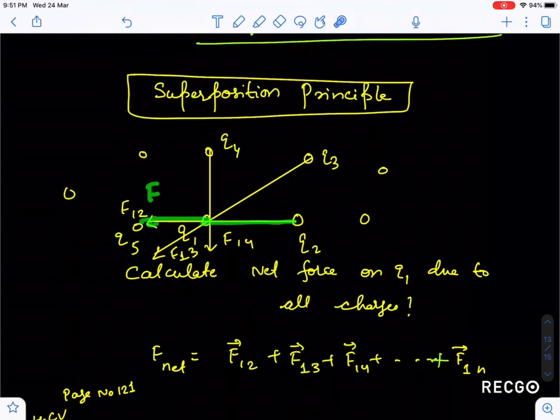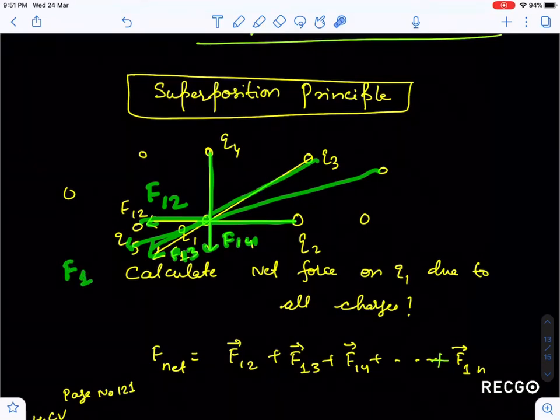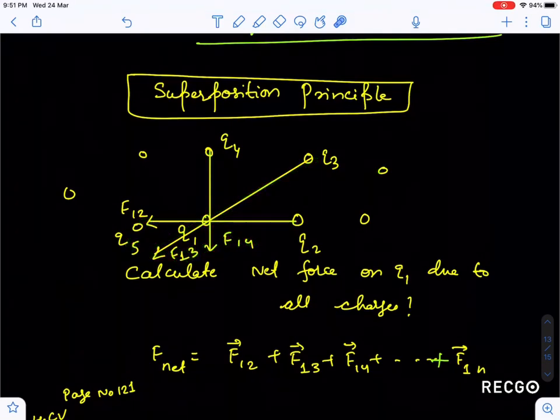So this can be written as force on 1 due to 2, force on 1 due to 3, force on 1 due to 4, similarly force on 1 due to n. So I have written that this net force can be written as F12 vector, F13, F14 and F1n vector.